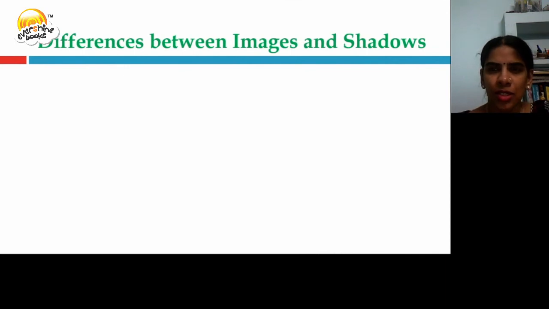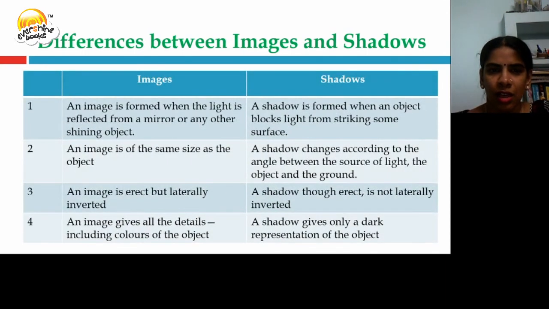Differences between images and shadows. Images are formed when light is reflected from a mirror or any shiny object. But shadows are formed when an object blocks the light from striking any surface. Images formed will be more or less the same size as the object, but shadows change based on the angle between the source of light, object and the ground.